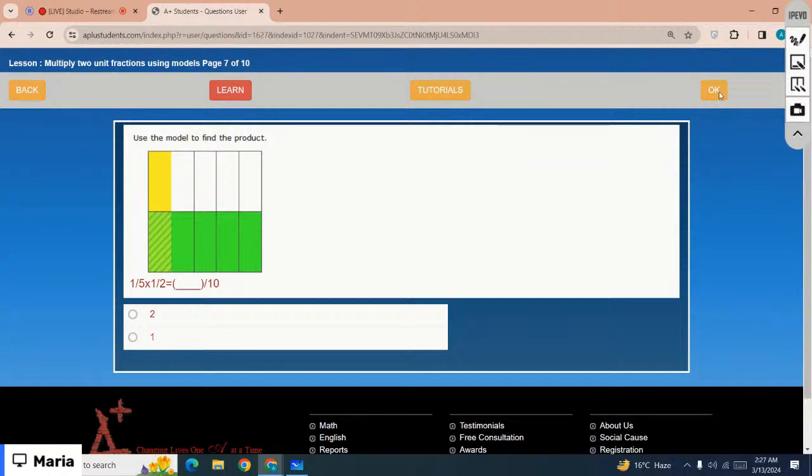Use the model to find the product 1 by 5 times 1 by 2. So which is the correct option? That is 1 out of 10, right? Okay, you can complete the lesson by yourself later today. Let me just move on to the next lesson.